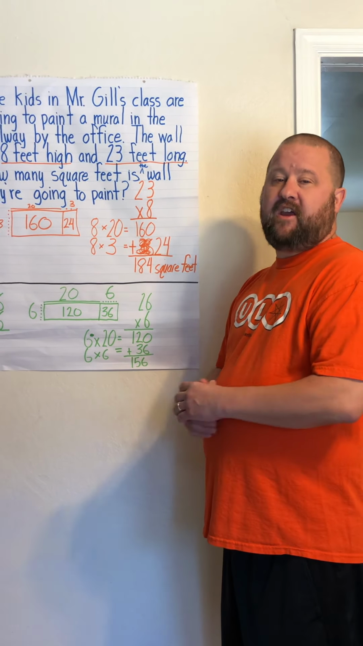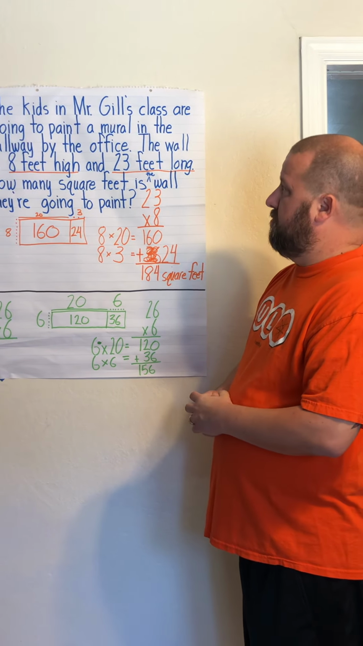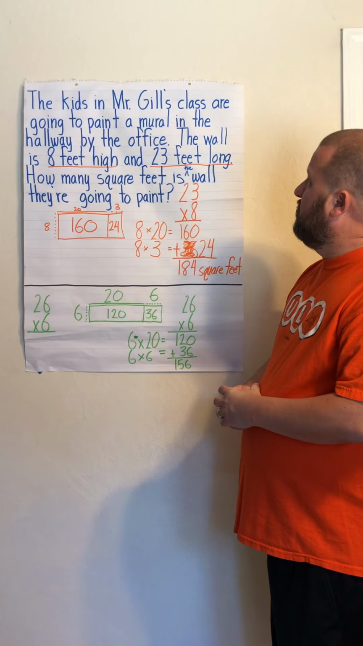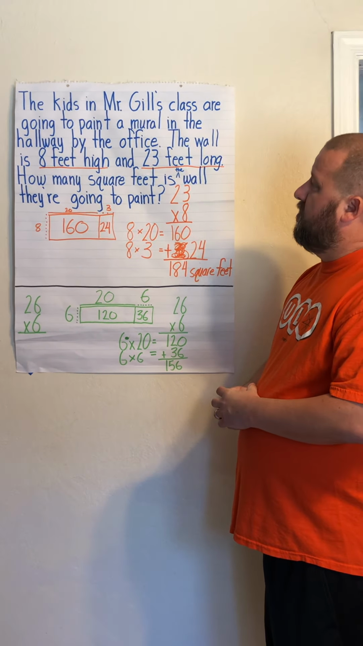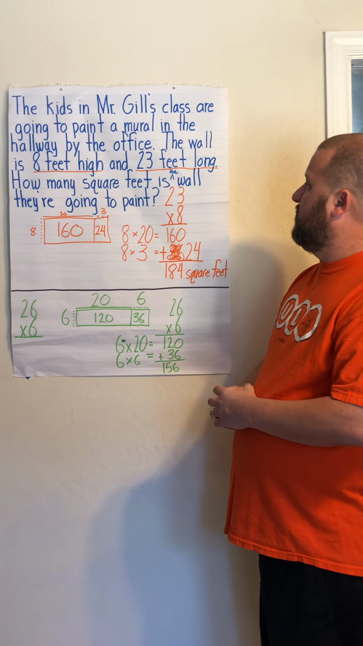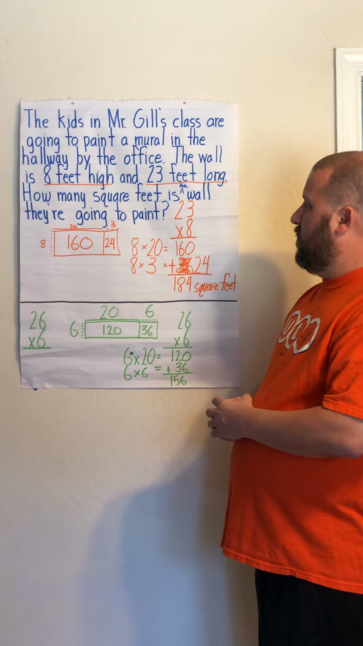We're going to be working today on 2-digit by 1-digit multiplication, and we're going to start with the word problem. The kids in Mr. Gill's class are going to paint a mural in the hallway by the office. The wall is 8 feet high and 23 feet long. How many square feet is the wall they're going to paint?